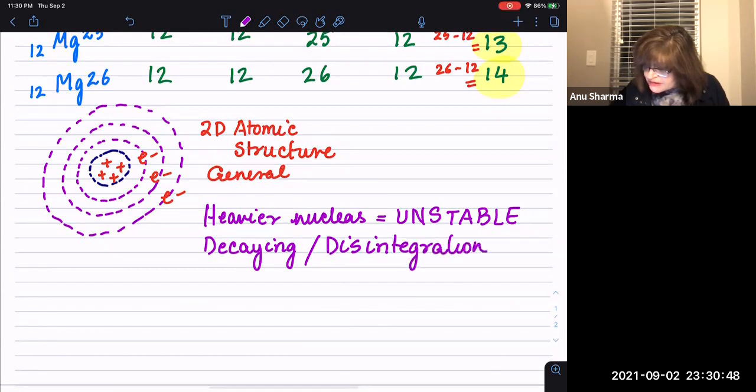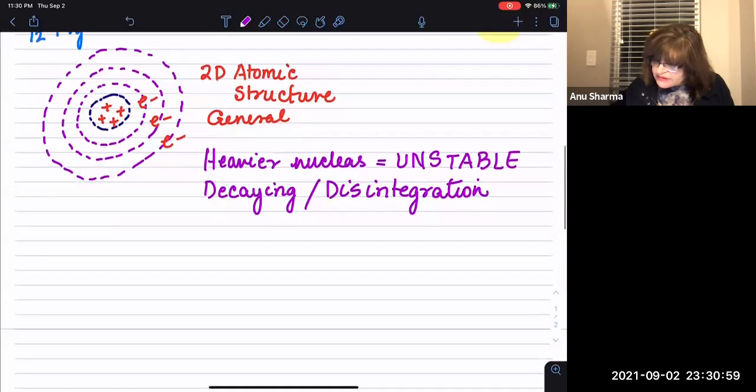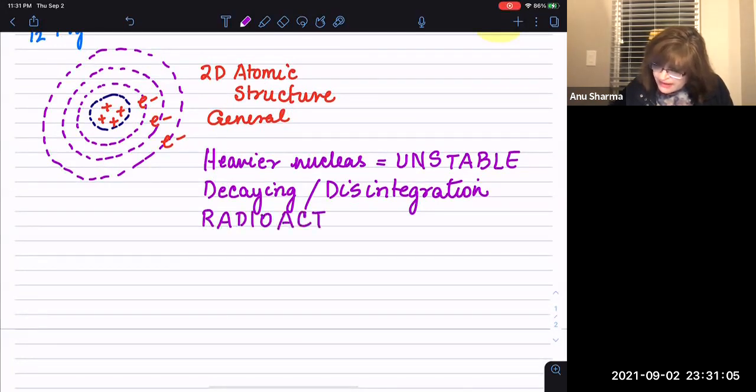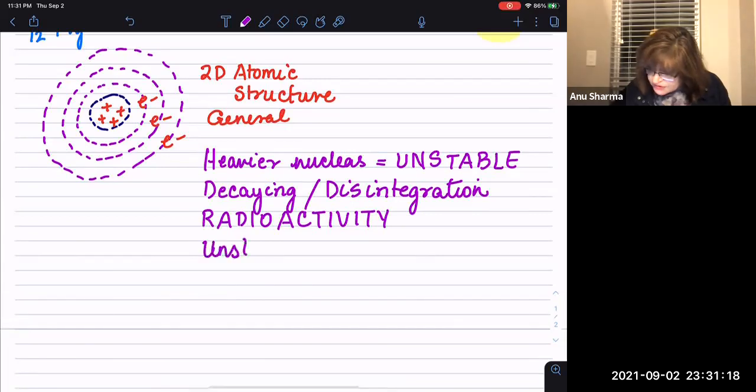So due to this disintegration, the nucleus, because it's a heavy nucleus, is shedding its weight and turning into something else. That whole process is radioactivity. Due to radioactivity, the elements' nucleus changes, so basically it goes from a radioactive, unstable state to a stable state.